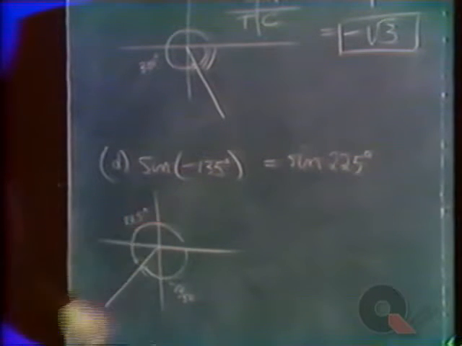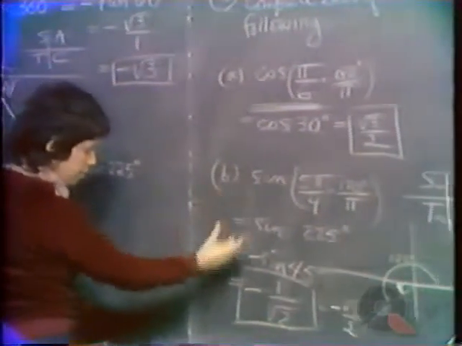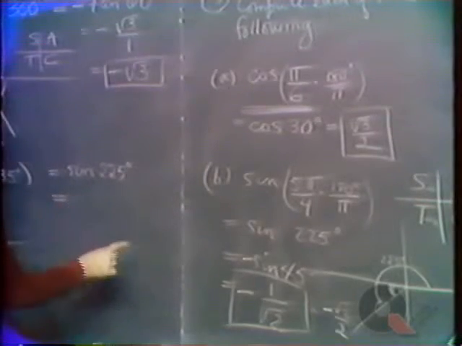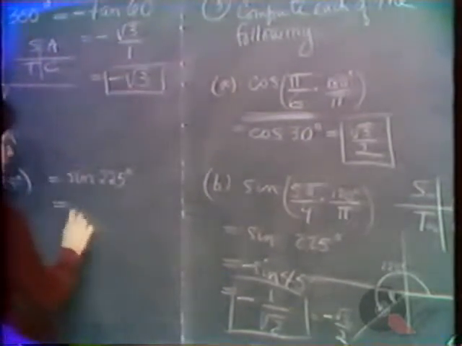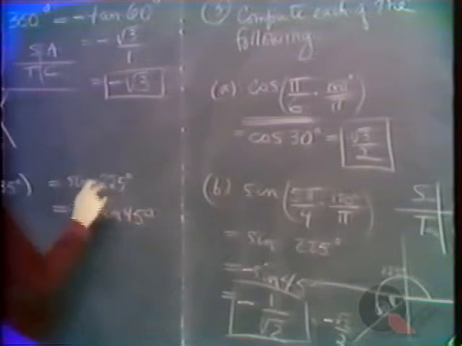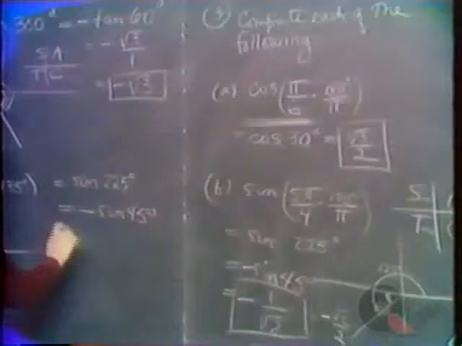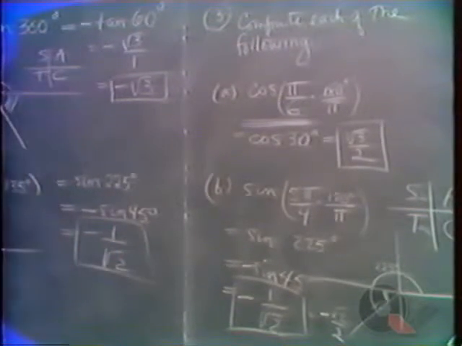Well, the sine of 225 degrees we already worked out in problem B over here, so we don't have to go through the calculations again. The reference angle, of course, was 45 degrees, and it was minus the sine of 45 degrees, since sine in the third quadrant is negative, and using our triangle we got negative 1 over the square root of 2.